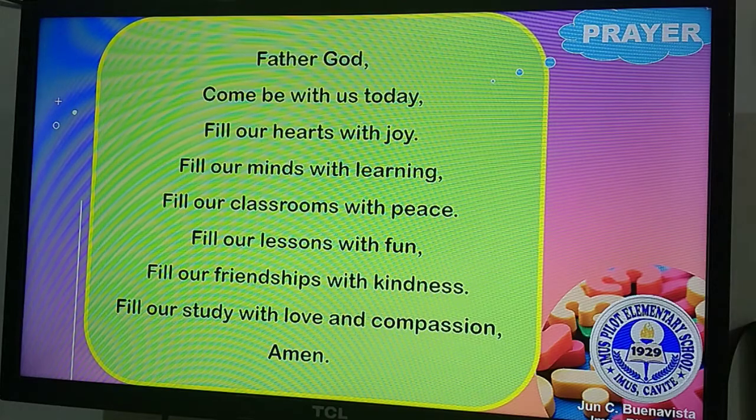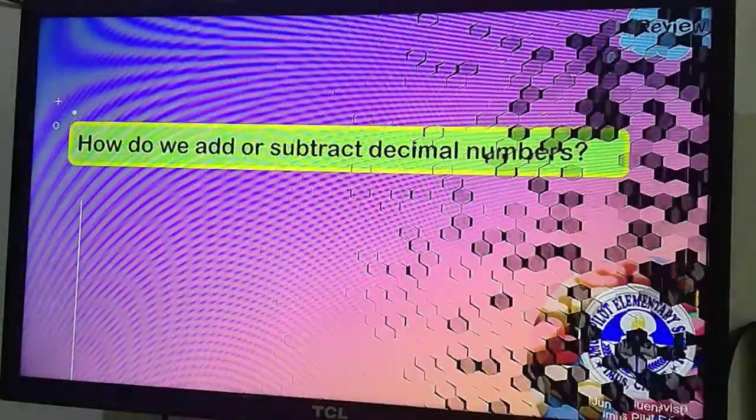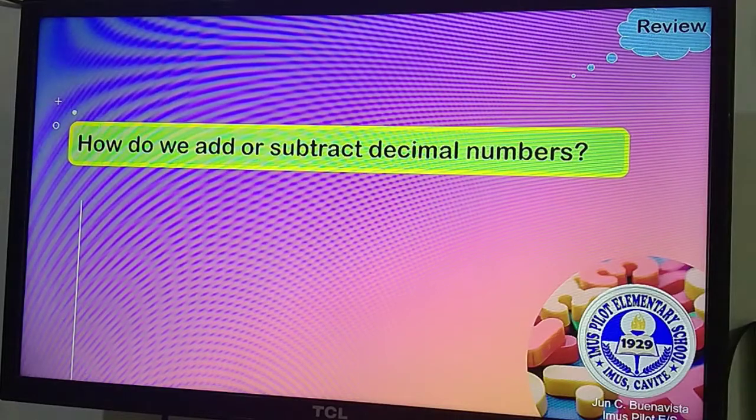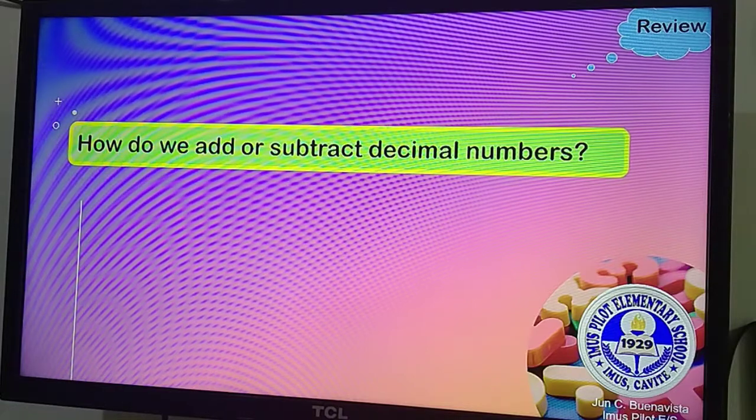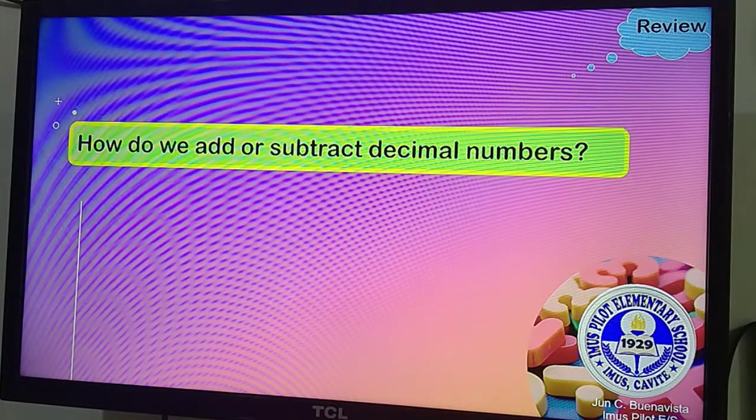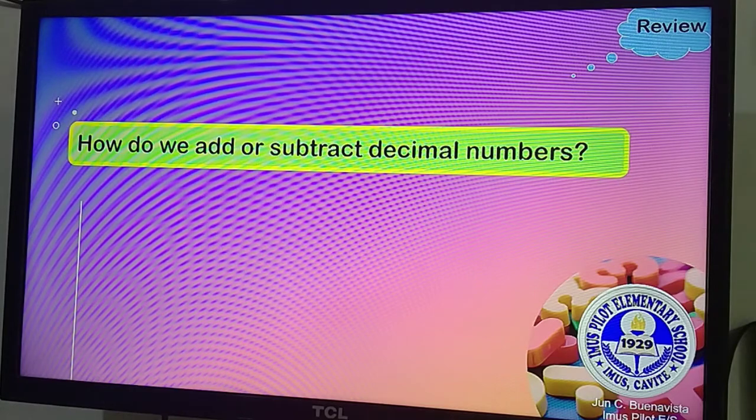Amen. Okay, so last week we studied how to add or subtract decimal numbers. So how do we add or subtract decimal numbers? First of all, you are going to align the decimal points. Then add according to its place value and also subtract according to its place value. Again, the first thing you're going to do is write the numbers in column form and align the decimal points. That is how to add or subtract decimal numbers.